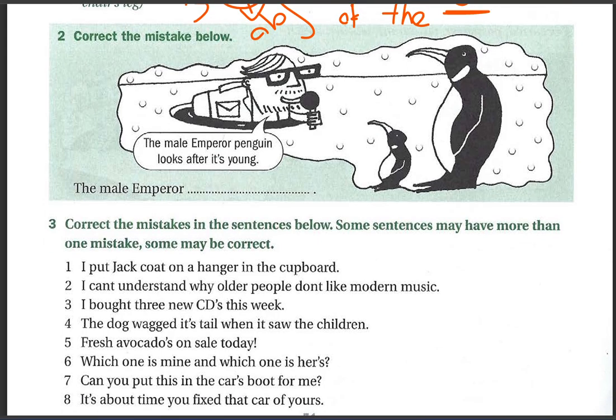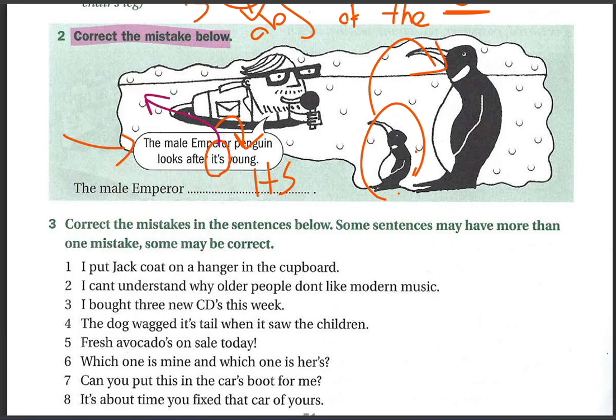Part 2. Correct the mistake below. So let's read together. The male emperor penguin looks after it's young. Look at here. Its means the baby, yes, this baby, the young. But it should be possessive. It's the baby of the penguin. So it's its. No apostrophe should be used here. Okay, so be careful. Here, it's is the contraction of it is.